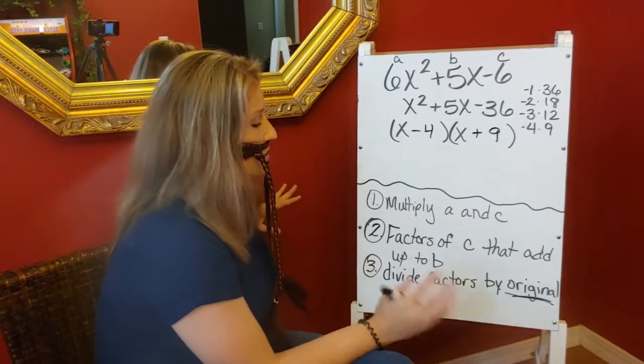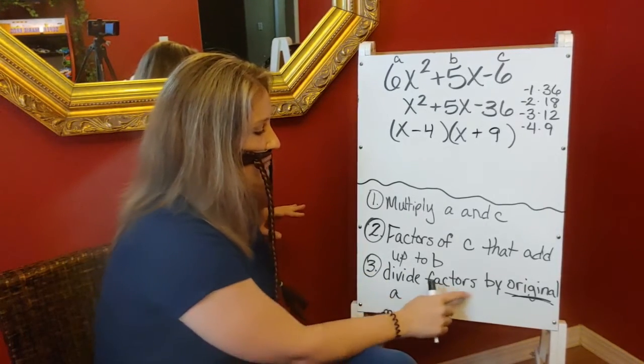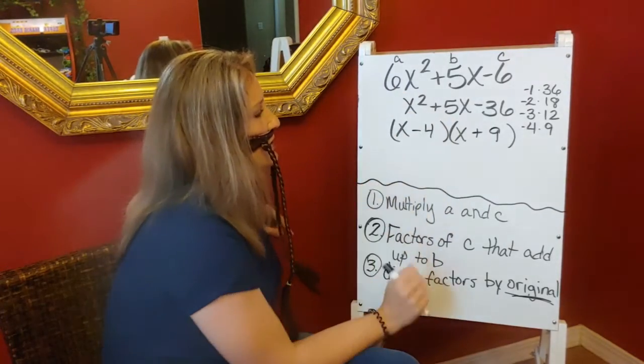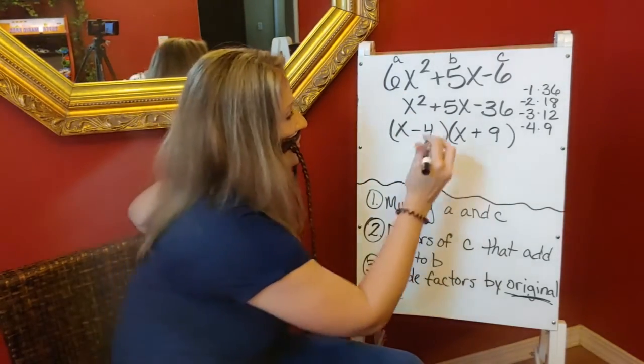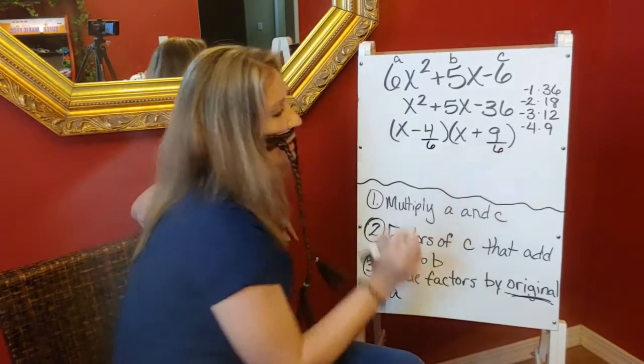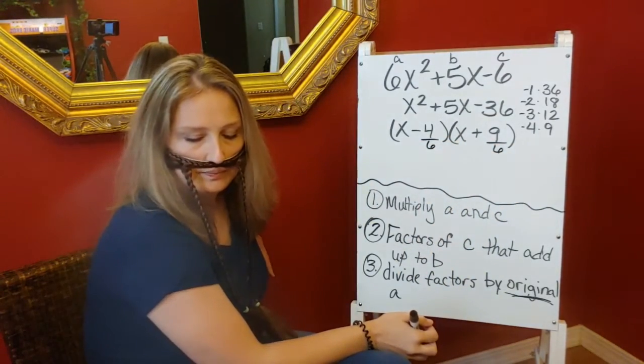All right, so now my step 3, I'm going to divide my factors by my original A. My original A is 6. So divide by 6 and divide by 6.